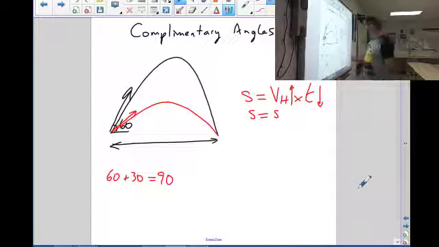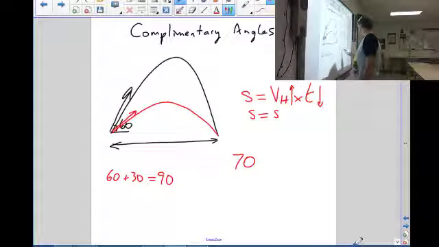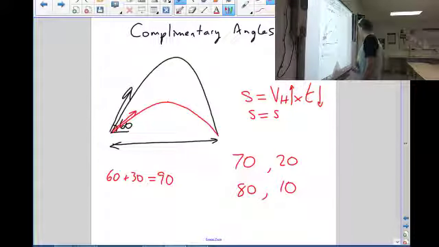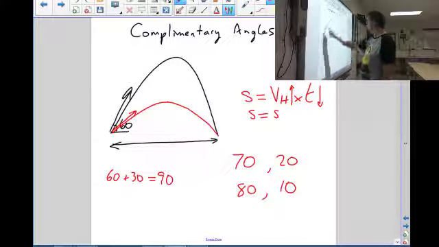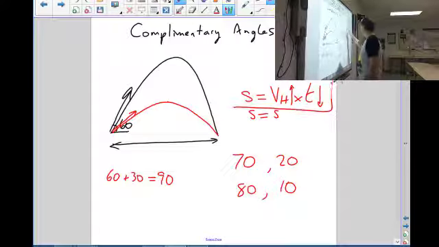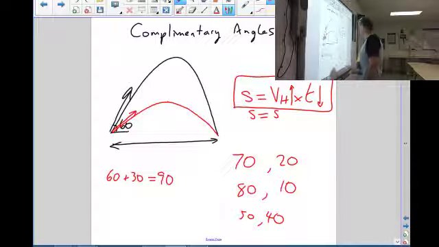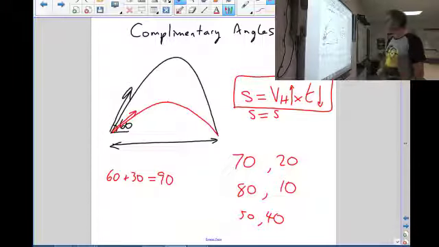So 60 and 30 will give you the same range, even though they're not the same height and the same time. Things like 70, the complement to that, 90 take 70, is actually 20. If you try 80, you'll get 10 degrees with the complement, which means it goes really, really high, and so it's in the air for a long time, but it hasn't got a very good horizontal component. Anyway, the product is the important thing to bear in mind when you're explaining these things. So other complementary angles, you could try 50 and 40, and so on. They're complements to each other. So that's the second point to bear in mind there.